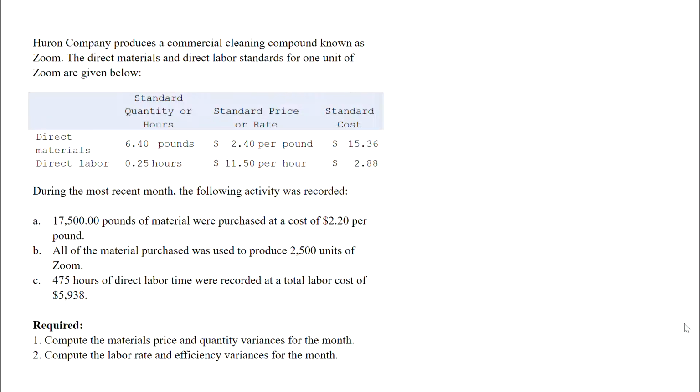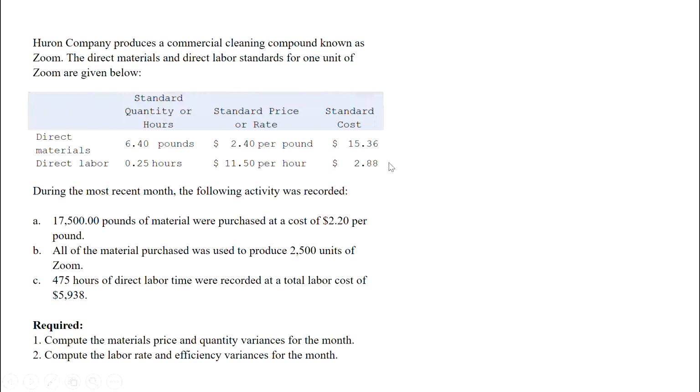In this video, I'm going to demonstrate calculating price and quantity variances both for materials and also labor. This is going to be very similar to one of your problem set problems. So first I'm going to look at the setup of the problem. Again, it's going to be similar, not exactly the same as your problem.